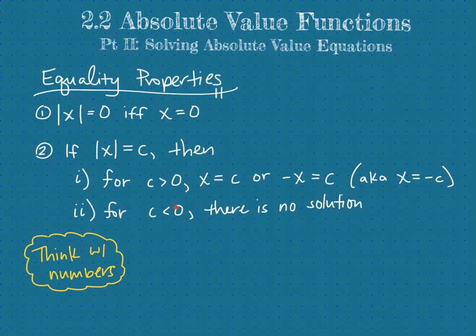So if c is less than 0, so if the absolute value of x is a negative number, then there is no solution because the absolute value by definition is a number's distance from 0, and the absolute value of x could never equal a negative number.